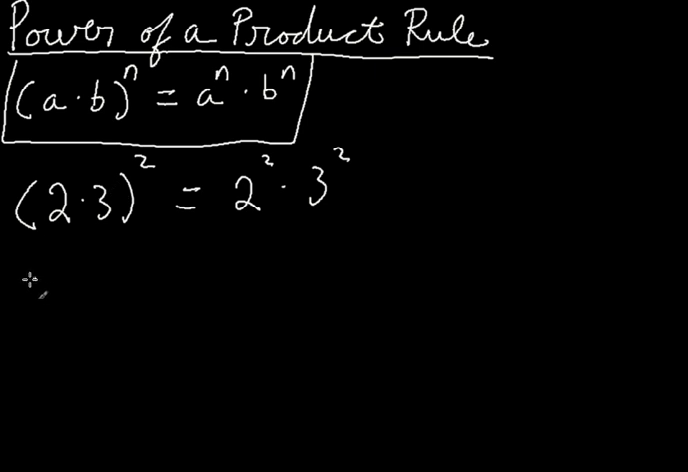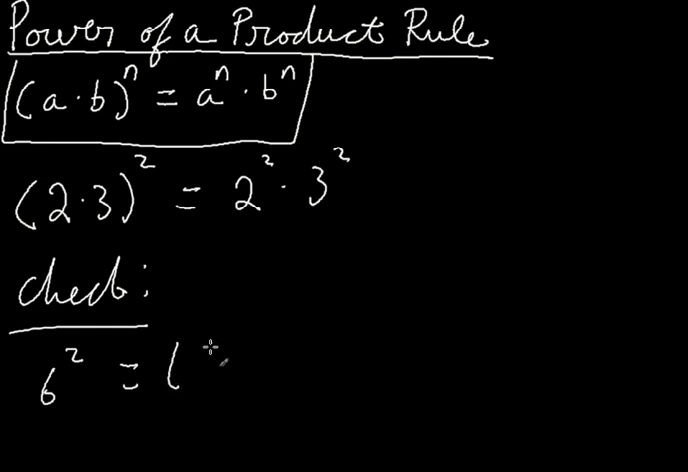Let's go ahead and check and see if they are, because this is simple enough where we can check by hand. So 2 times 3 is 6, so I claim that the left hand is 6 squared, which is 36. And then we have 2 squared, which is 4, and then we have 3 squared, which is 9, and 4 times 9 is also 36. So yeah, this works. So this is how the power of the product rule goes. Again, I'll never ever ask you what is the name of this. It's more of just, can you use it?